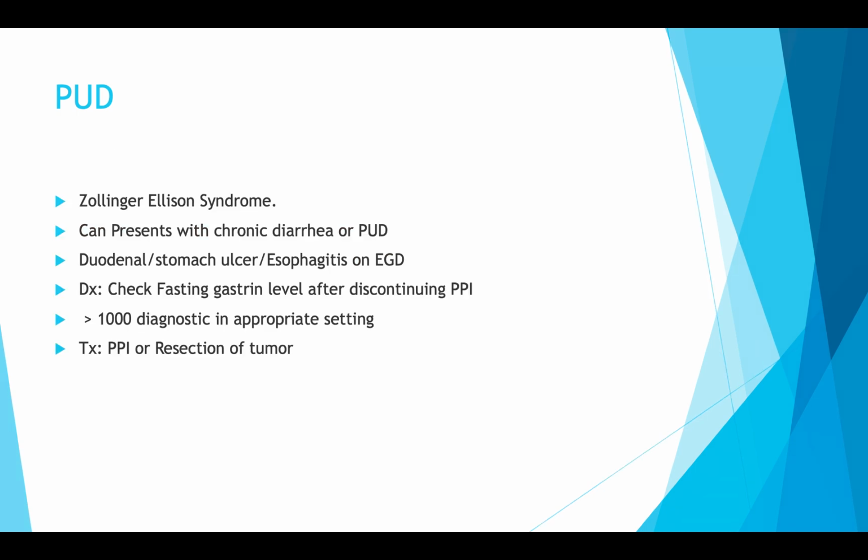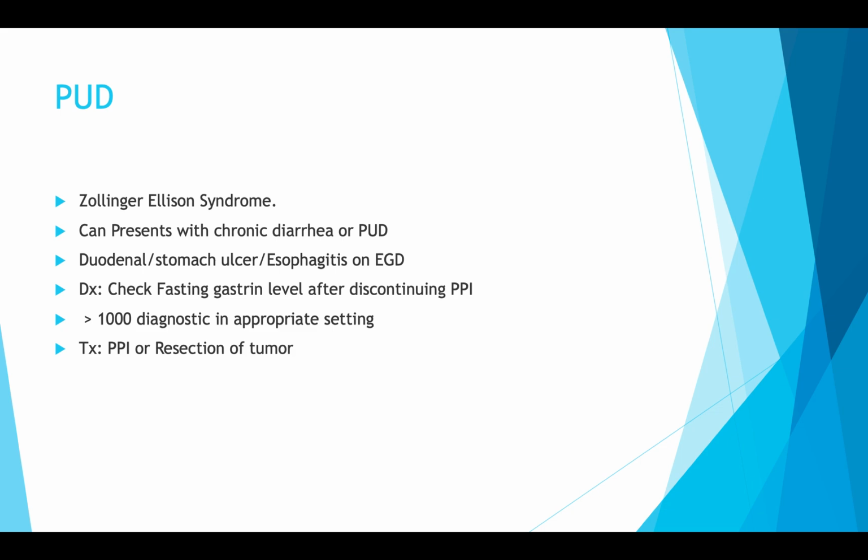One thing I also want to talk about is Zollinger-Ellison syndrome, which is a gastrin-producing tumor in the mid-duodenum or pancreas, associated with MEN1. How do you present? You can present with chronic diarrhea or peptic ulcer disease as seen on EGD. How do you check for this? You check the gastrin level when they are fasting, after discontinuing the PPI, and if the gastrin level is more than 1,000, this is diagnostic in the appropriate setting.